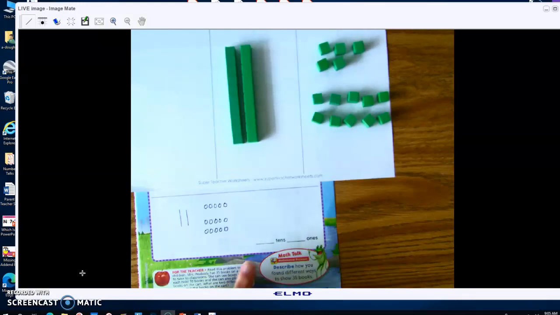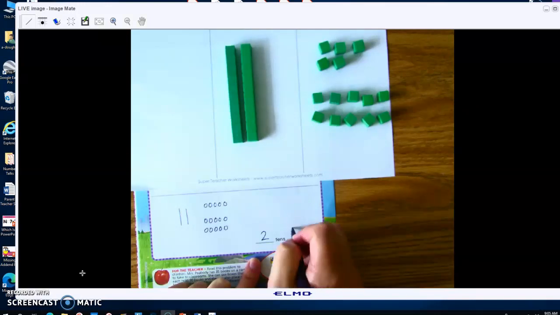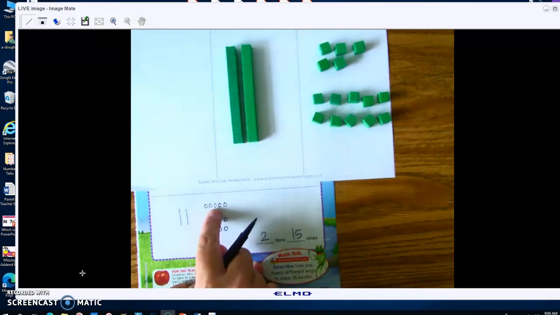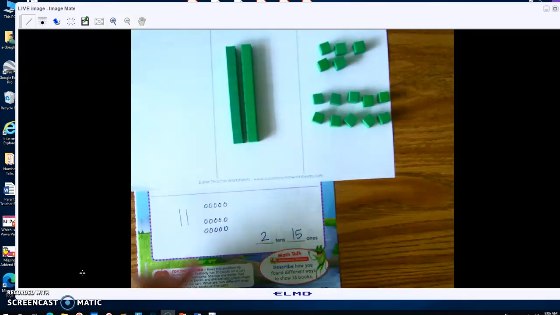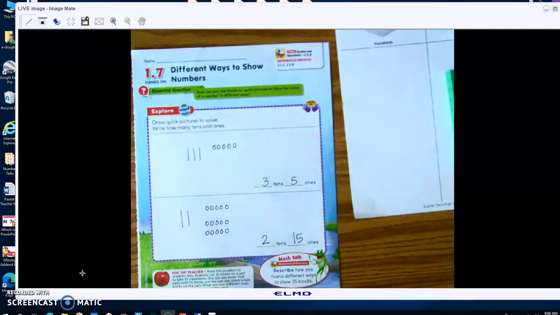So, how many tens do I have now? Grant? 2. And how many ones do I have now, Gracie? No. Heather? 15. I have my 10, and then I have 11, 12, 13, 14, 15. So 2 tens and 15 ones is a different way to show 35. It's a different way to show 35.